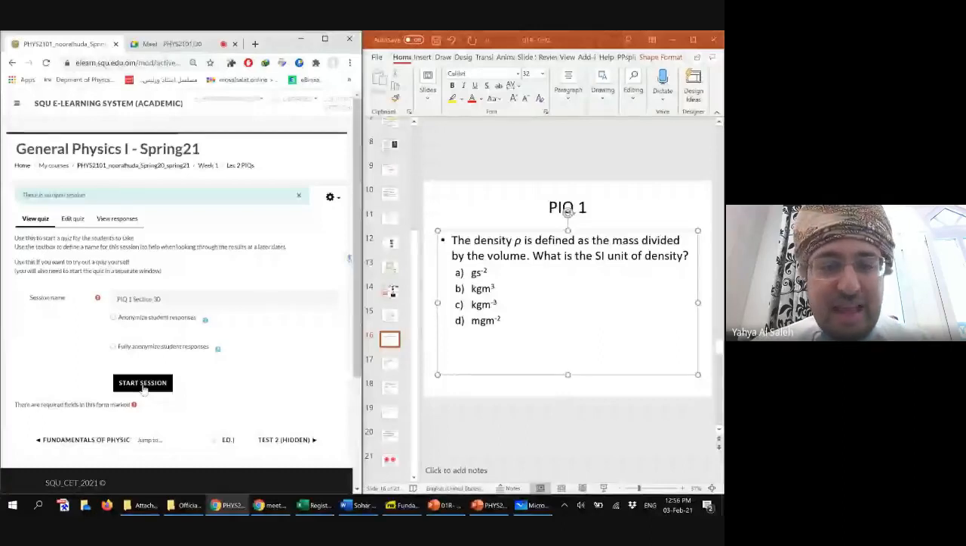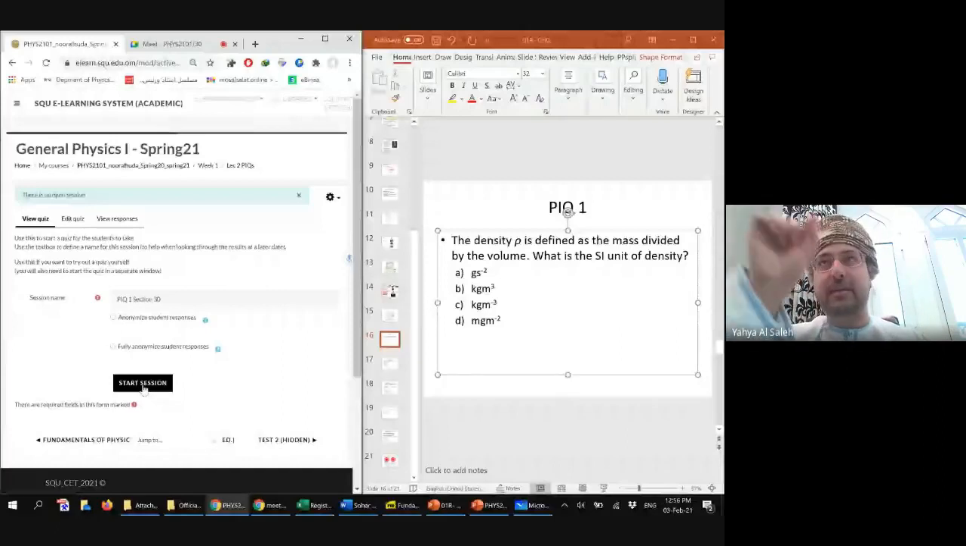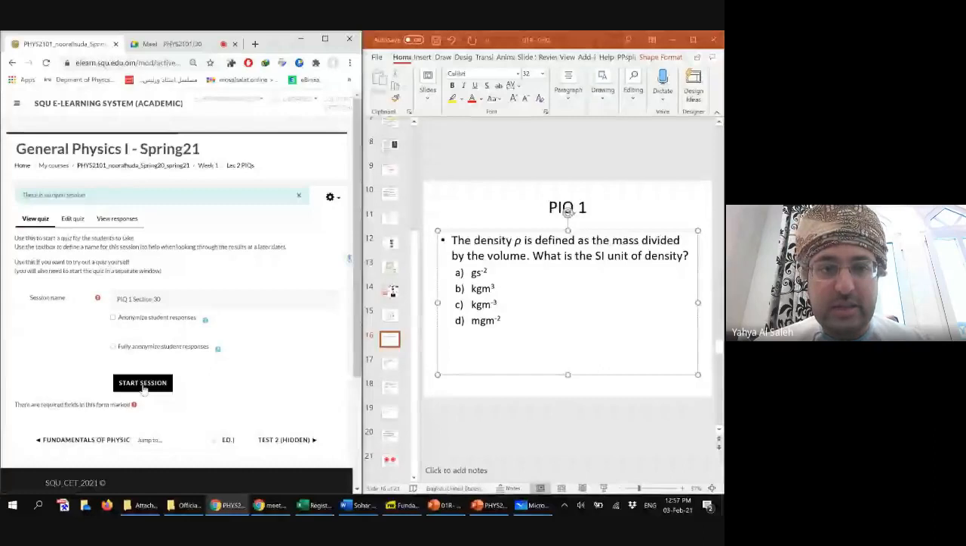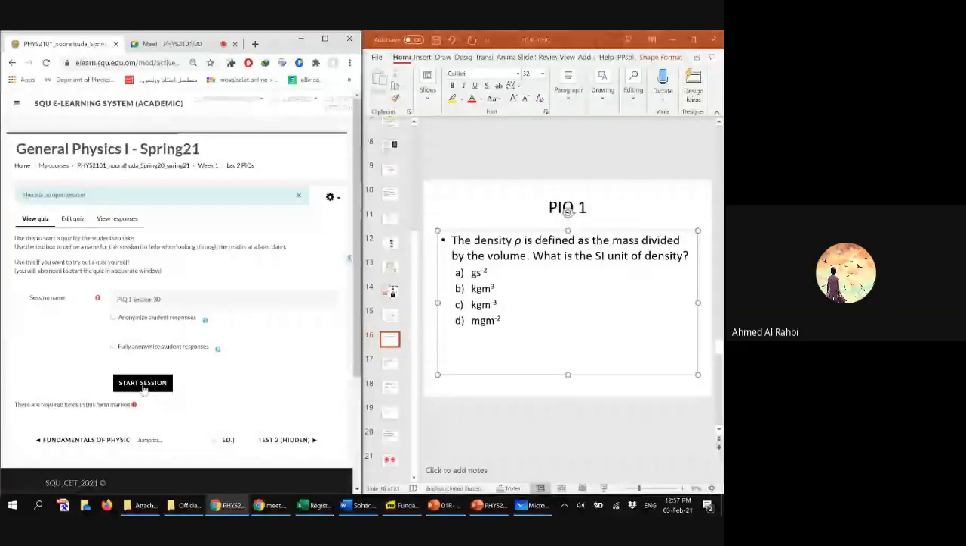Now, again, you will notice, because we cannot put all the questions there, it will take us forever. Okay, in Moodle, it will simply say PIQ A, B, C, D. The actual question and options are on this slide, not in the Moodle. This will be the same for all questions. Okay, ready? Let's try doing PIQ1.